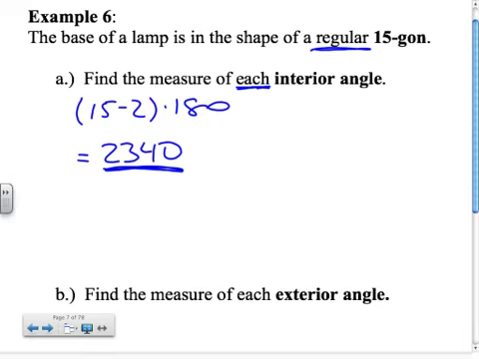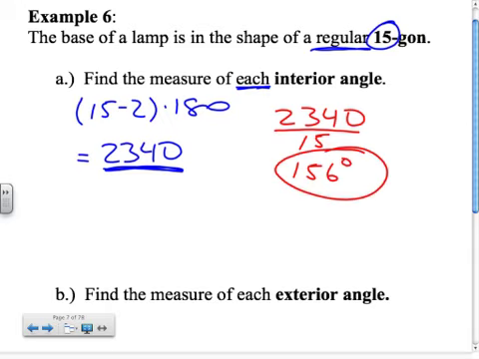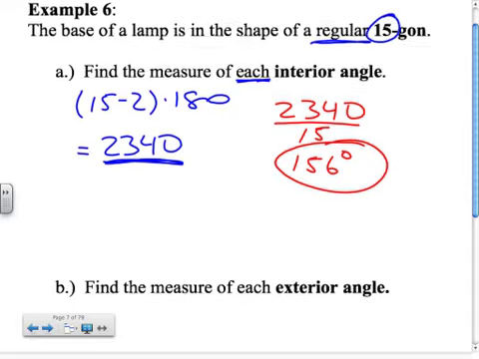So that's what all my angles have to add up to. So now hopefully this makes sense. If that's what my angles have to add up to, and I have 15 angles and they're all the same exact measure, then hopefully it makes sense that the measure of one of them will be 2340 divided by 15. 2340 divided by 15 is 156 degrees. That would be the measure of each interior angle of a regular 15-gon.